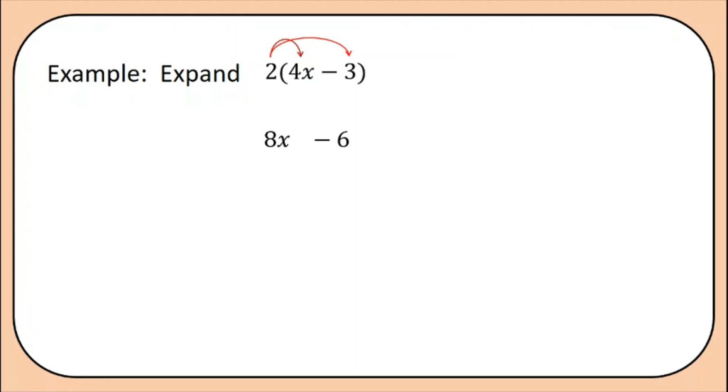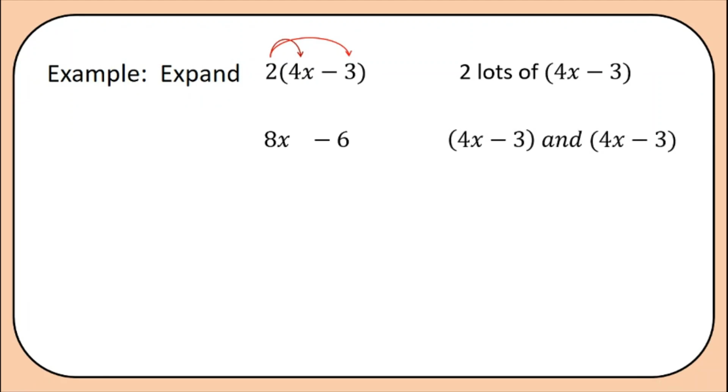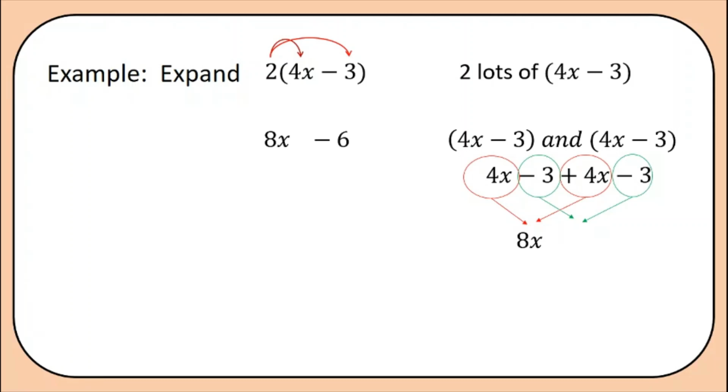Now I want to show you just very quickly why that works. Okay, you don't need to copy this bit down though. So what I've actually written there, 2(4x minus 3) is the same as 2 lots of this thing in a bracket, 4x minus 3. So if I've got 2 lots of that, I've got a 4x minus 3 and another 4x minus 3. Now if I was to write that properly in normal algebra, I would probably write 4x minus 3 plus 4x minus 3. I've got x's and I've got numbers. The 2 piles of x's, I've got a 4x and another 4x is 8x, and the 2 minus 3's give me minus 6.